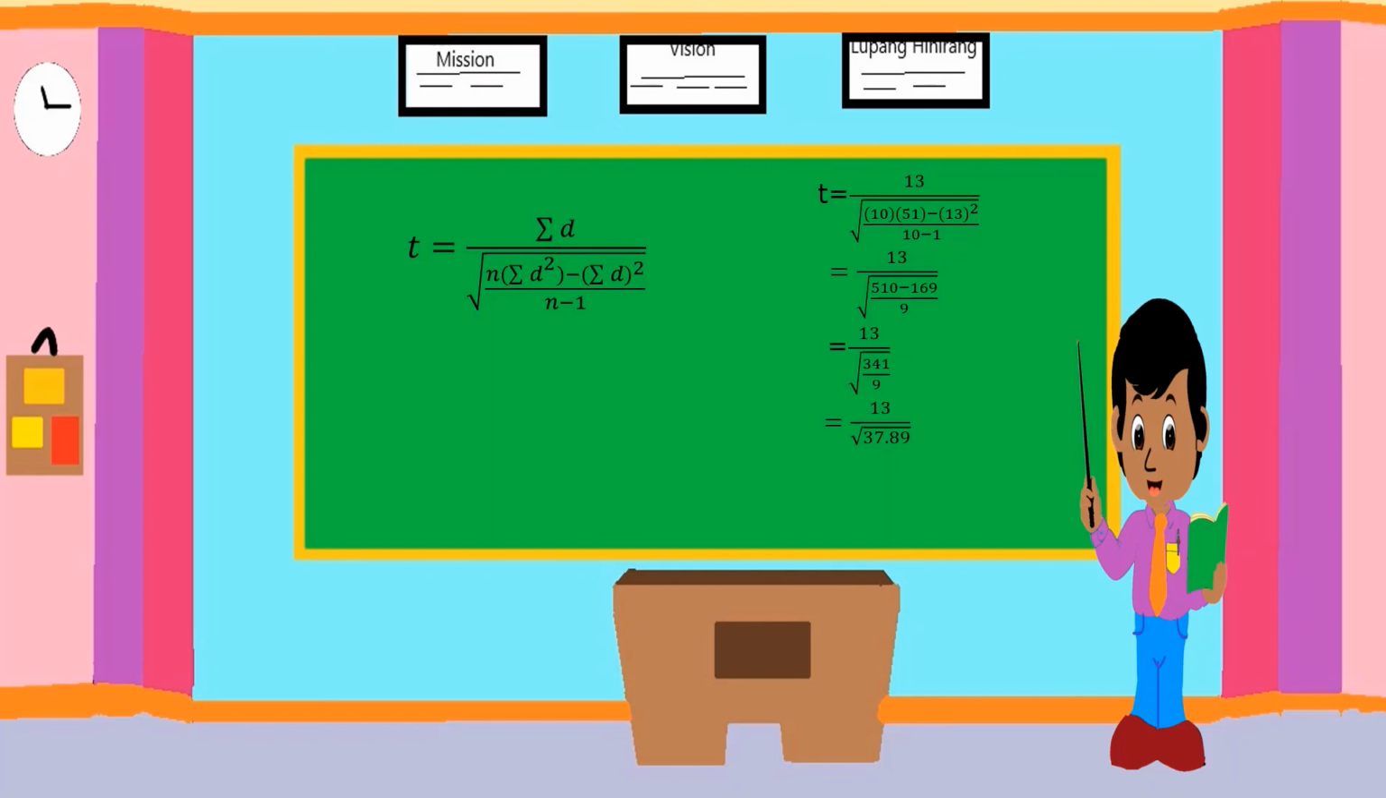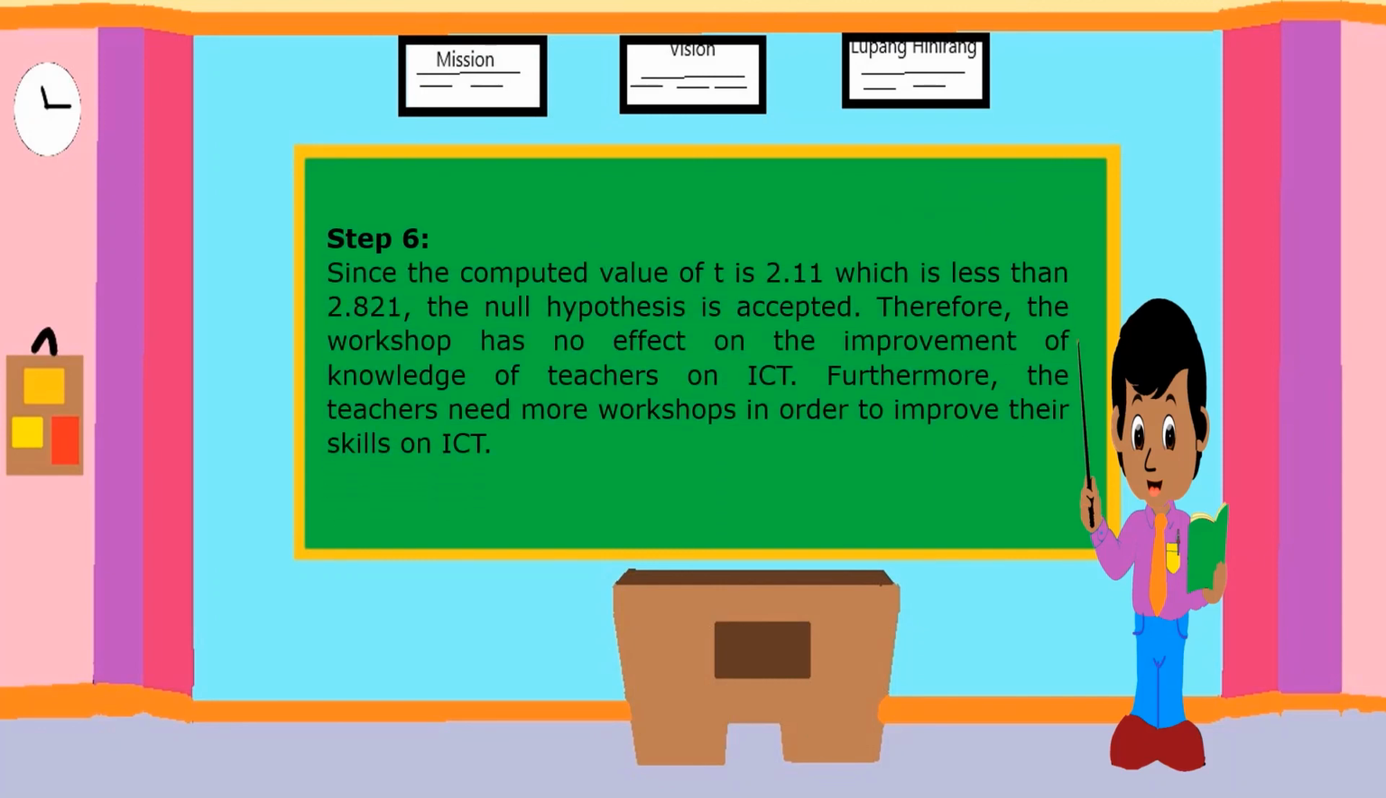Using our calculator, we have 37.89. And then we use our calculator, it becomes 13 over 6.1554. And then our t is 2.11. So our decision: since the computed value of t is 2.11, which is less than 2.821, the null hypothesis is accepted. Therefore, the workshop has no effect on the improvement of knowledge of teachers on ICT. Furthermore, the teachers need more workshops in order to improve their skills on ICT.